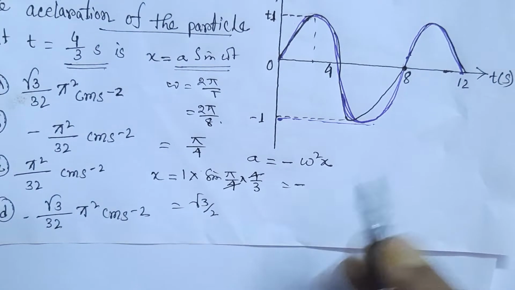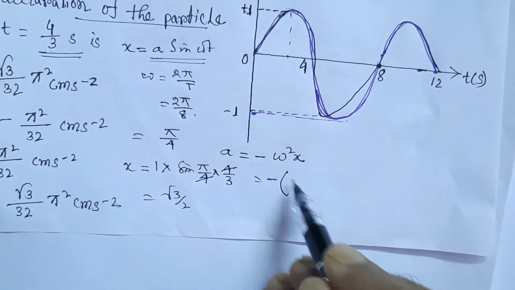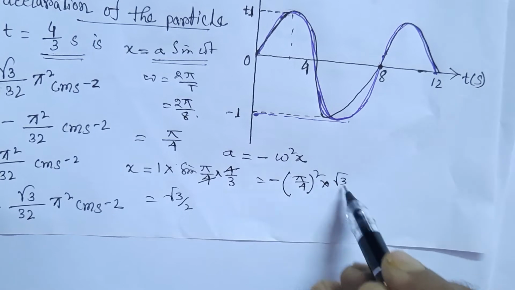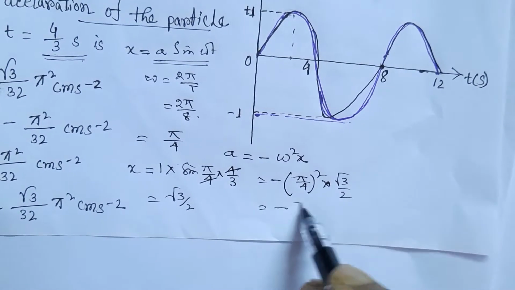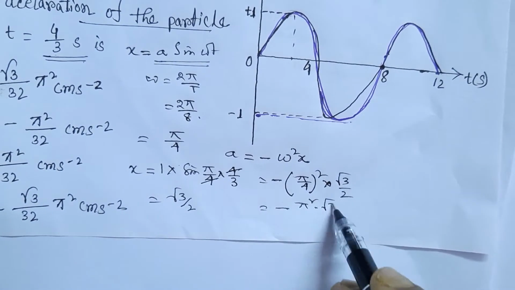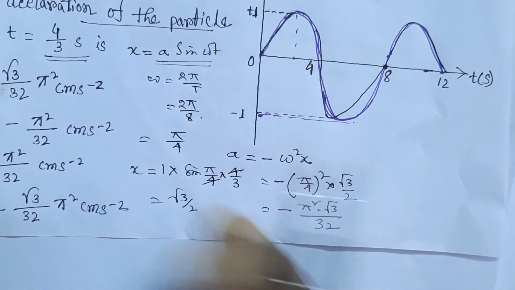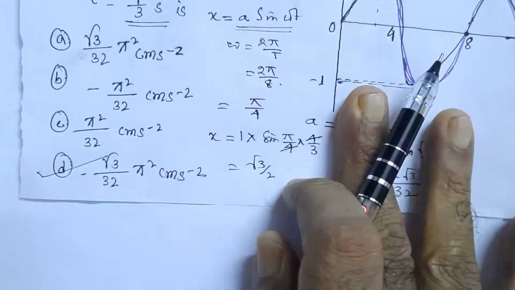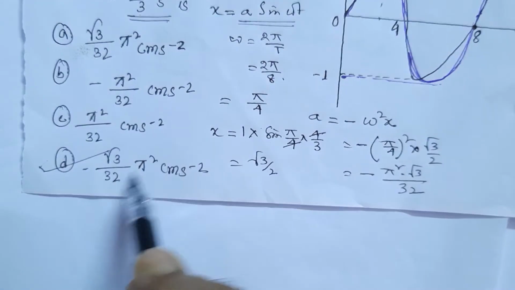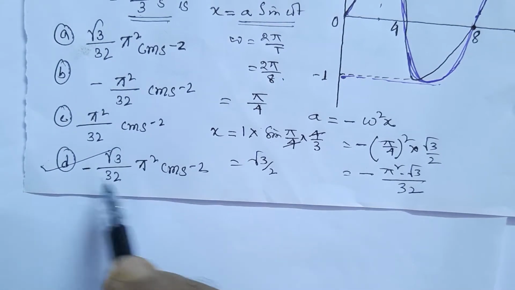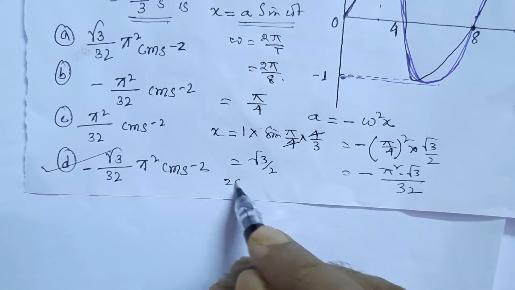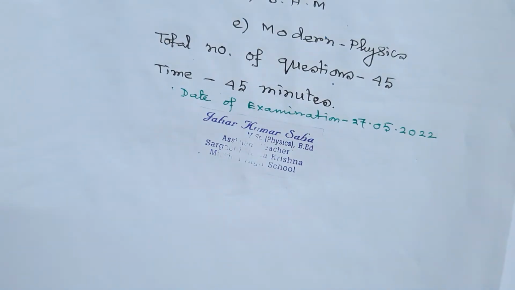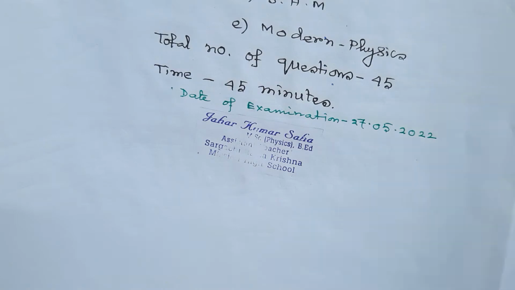Sine 60 means root 3 by 2. So a equals minus omega square, where omega equals pi by 4, whole square, into root 3 by 2. That is minus root 3 pi square by 32, that is option D, our correct option. Root 3 pi square by 32 with negative sign. So the correct answer of question number 20 is D. Now see question number 21.